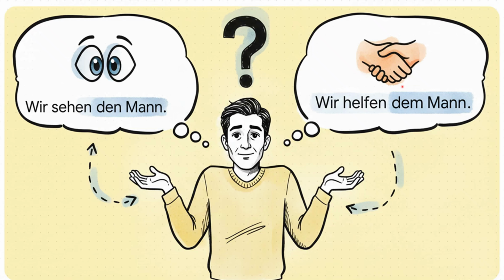But in the second sentence, wir helfen dem Mann, which means we help the man. The man is receiving the help, so it becomes dem Mann in the dative case. Many students get confused between these two. Today we will learn clear rules so you can easily decide which case to use.